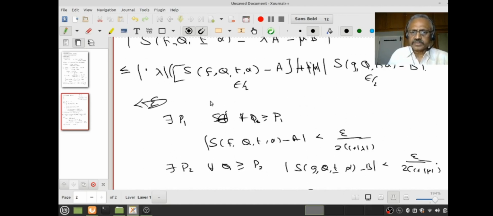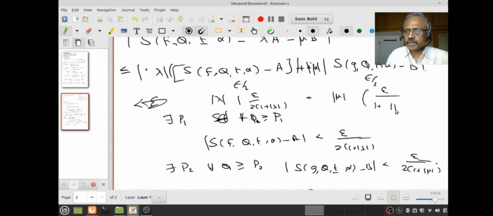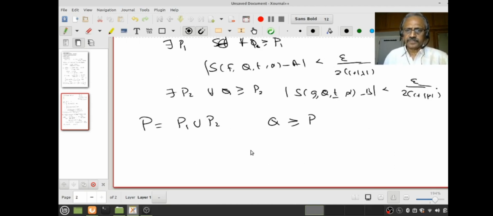Therefore come back to this. What do I have? This is less than |lambda| into epsilon by 2 into (1 plus |lambda|), and similarly |mu| into epsilon by (1 plus |mu|) times 2. So this is times 2, not square. Therefore this is less than epsilon by 2 plus epsilon by 2, therefore I have proved it. Have you understood the proof? Okay, pause, review, proceed.